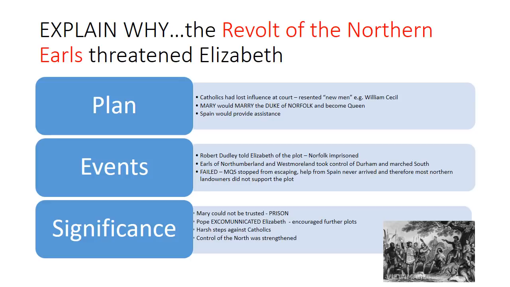The Spanish help never arrived, and therefore, because of these things, most of the northern landowners, quite sensibly, refused to support the plot. Now, what was the significance of this? Well, it showed quite clearly that Mary could not be trusted. She was put under even more secure house arrest.